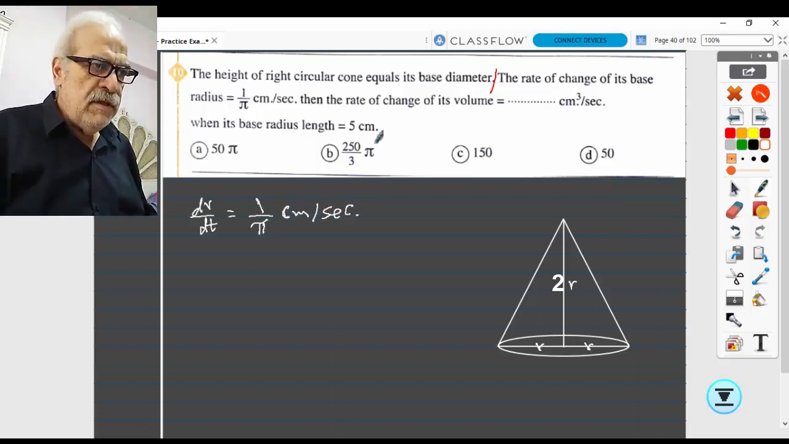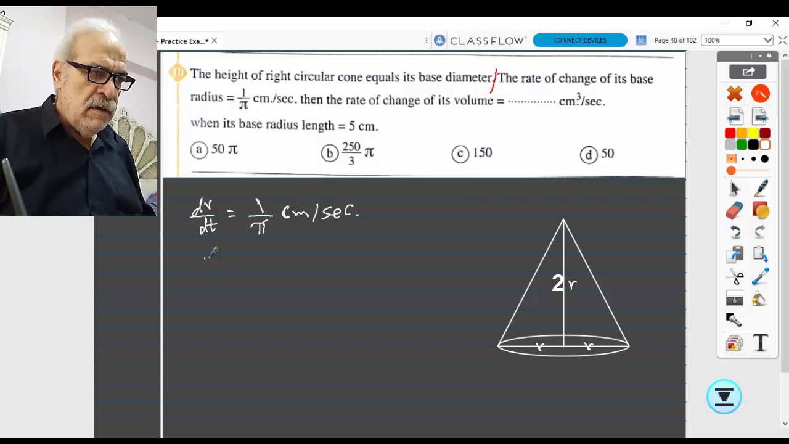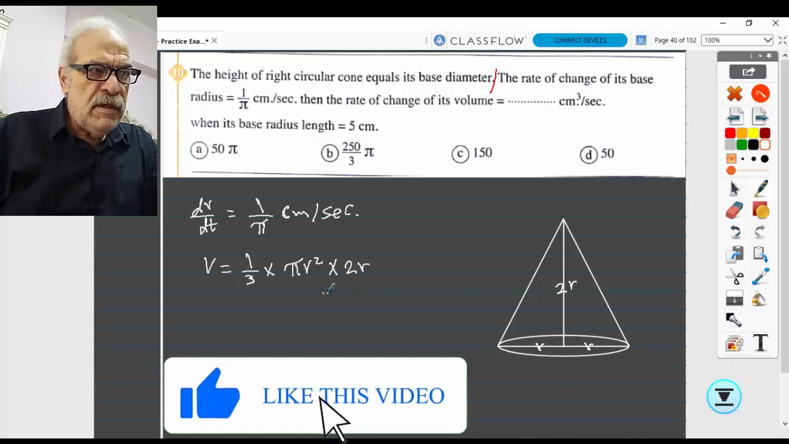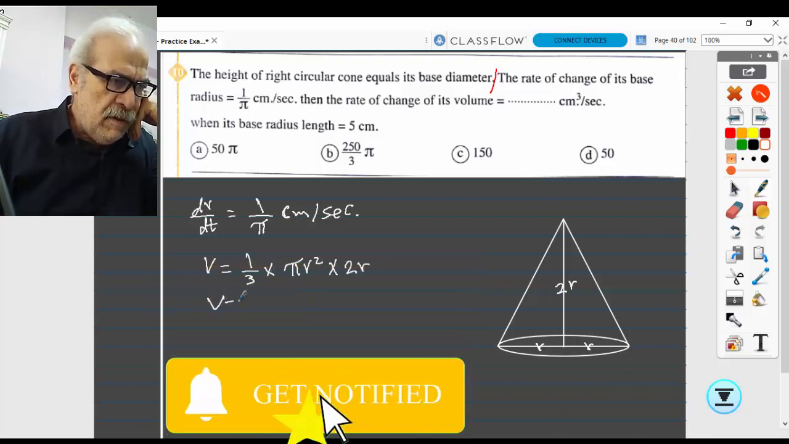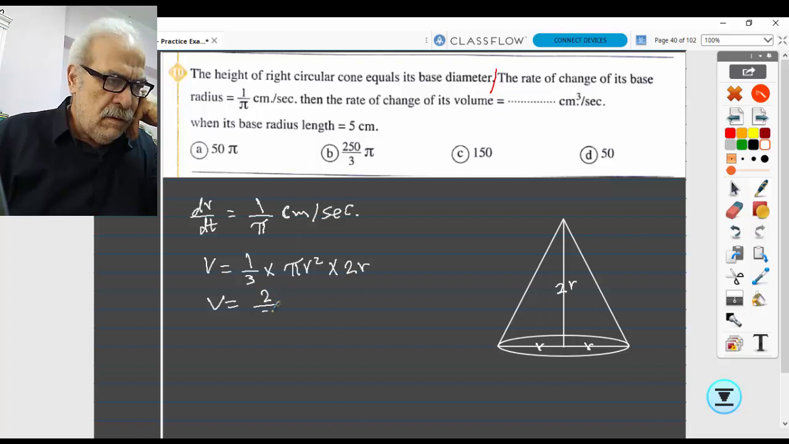Okay, then the rate of change of its volume. Now, what is the volume of the right circular cone? The volume equals 1 over 3 multiply area of the base, pi r square, multiply height. The height equals 2r, because its height equals the diameter of its base. So V equals 2 over 3 pi r power 3.